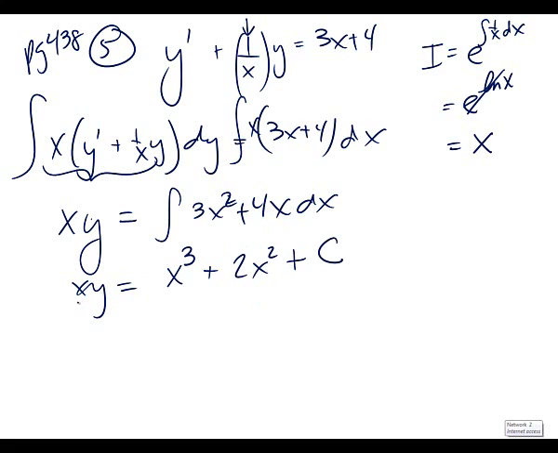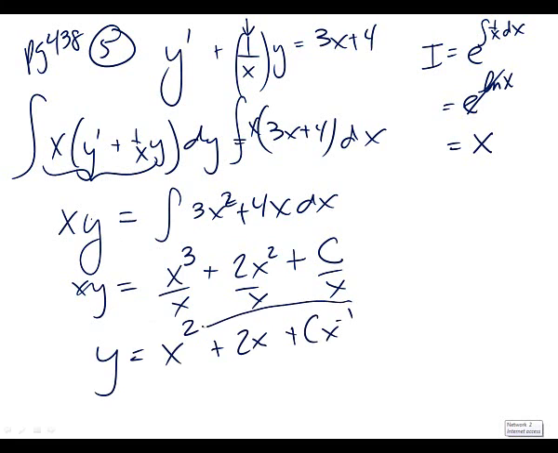And then in order to get y by itself, we just have to do what with the x? Divide by it. So we could divide all of them by x. So we get x squared plus 2x. I could leave it like that, or I could make it to the negative 1 power, your choice, or whatever the multiple choice ends up being. Can we just leave it at plus C? No, you do need the x on the bottom on that one.